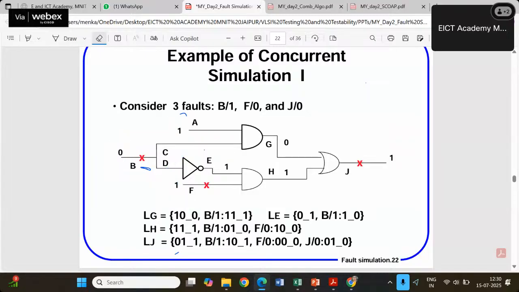Let us proceed with the first gate. The first gate's output is LG. What is the output? This is LG. What was the fault-free value? The fault-free input here is A, equal to 1, and the other input is 0. So that's LG, 1 and 0, and 0. That's the true, fault-free output.